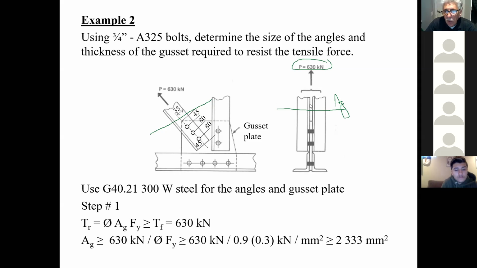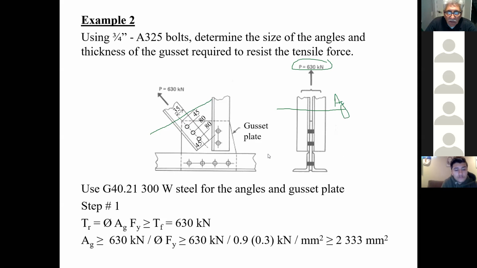So these two angles combined should give me an area of at least 2,333 square millimeters. I first determined the minimum area I would need so that these two angles will give me the resistance to resist this force here.